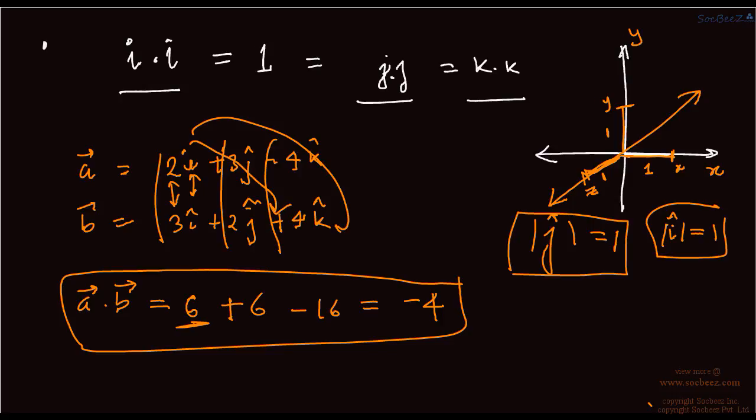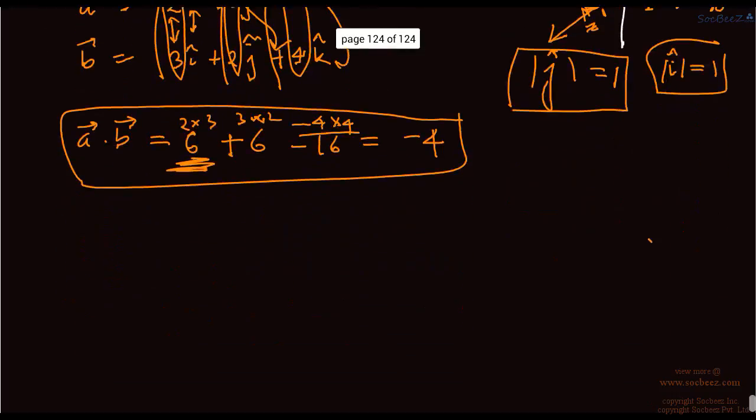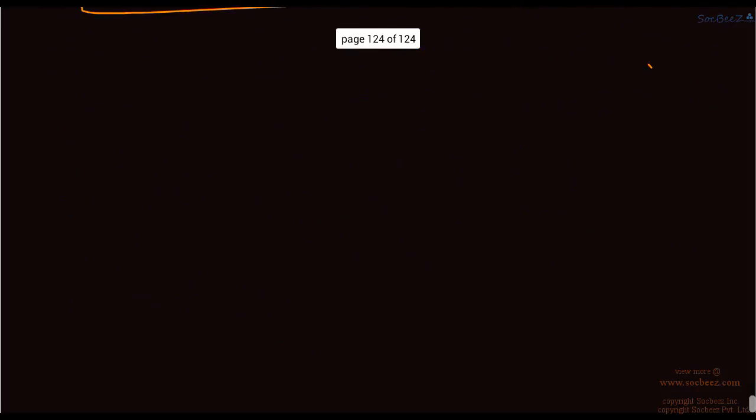Fine. So you have to just multiply the i vector with i vector, j vector with j vector, and k vector with k vector. So i with i is 2 into 3, this is 3 into 2, this is minus 4 into 4. Fine. So this is the method with which you get the dot product.